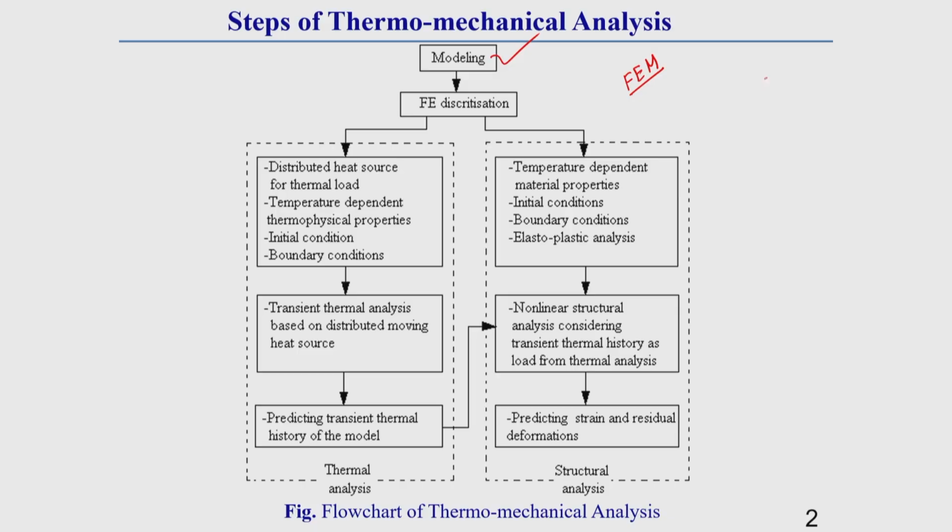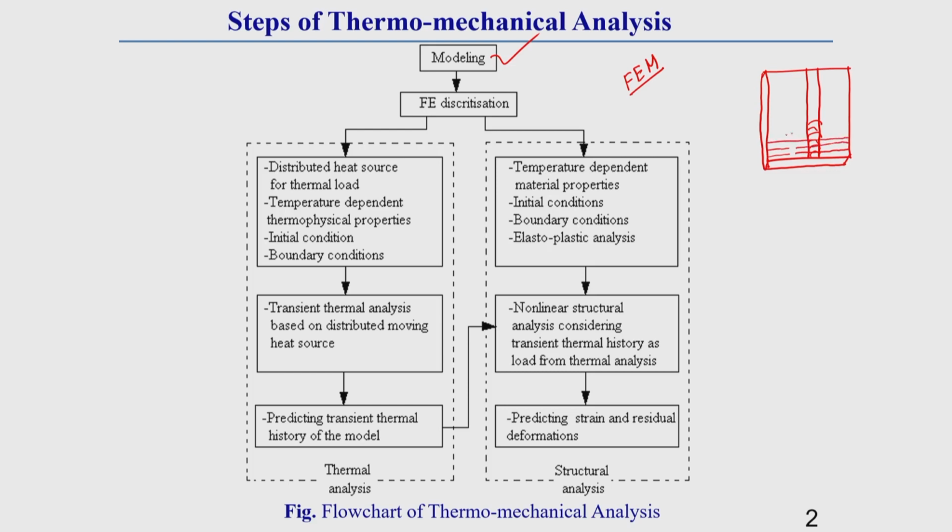Meshing means, let us say this is our plate, and in this plate we are interested in doing the welding. So, first of all we have to model this full geometry, that is called modeling. Here we are interested in doing the welding. After that we have to discretize, that means we have to divide this geometry into a number of divisions.